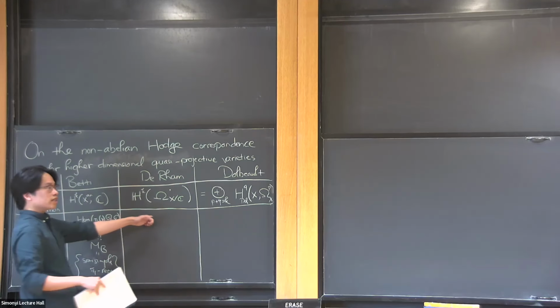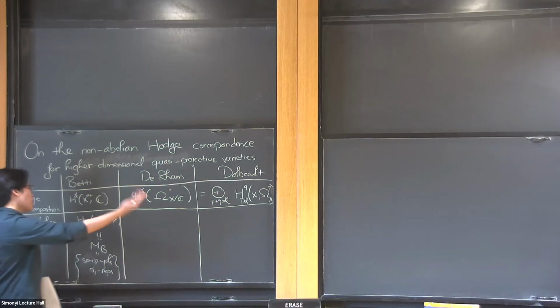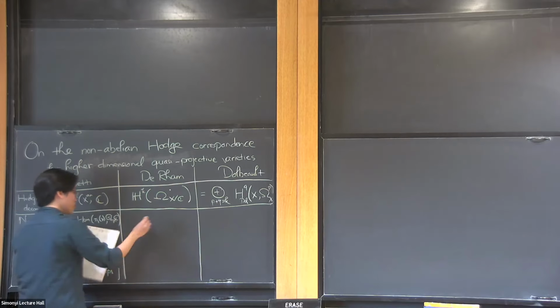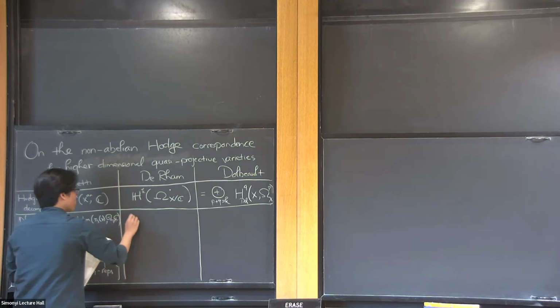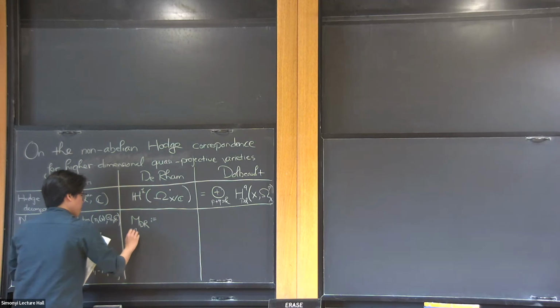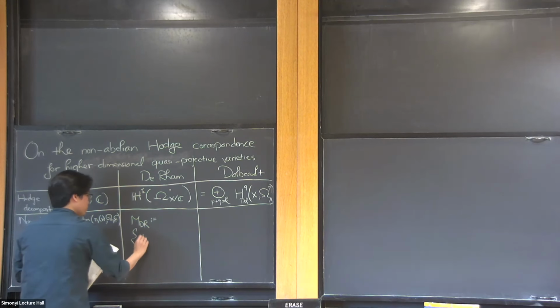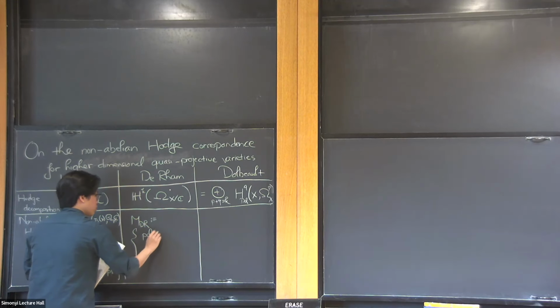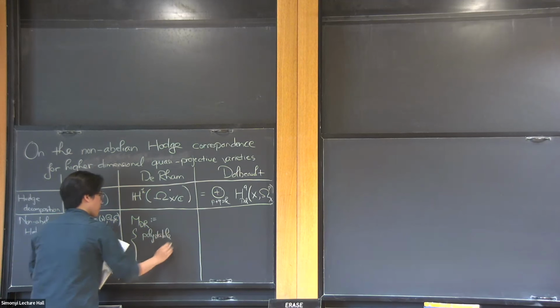And the corresponding objects over here are algebraic flat vector bundles. And I will look at the de Rham moduli space, which will be my moduli space of polystable flat bundles.